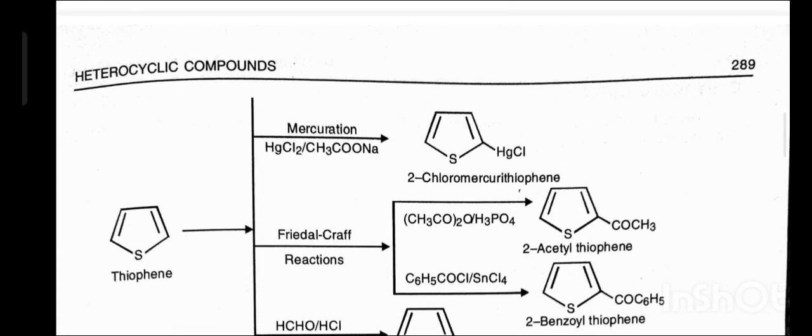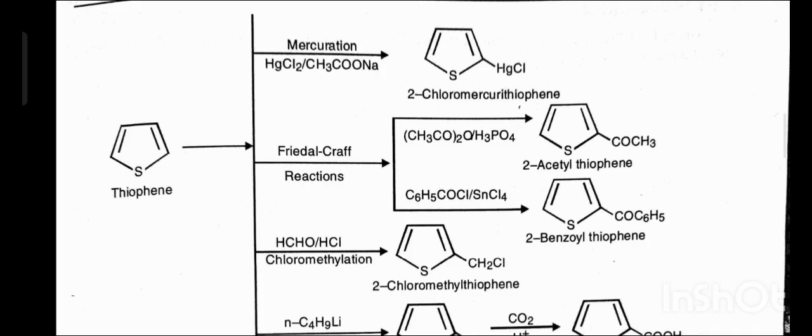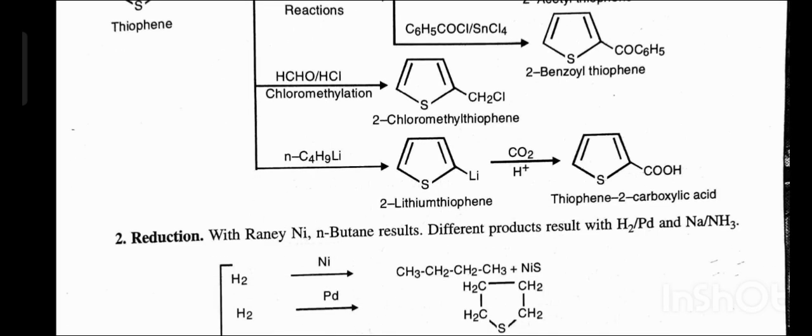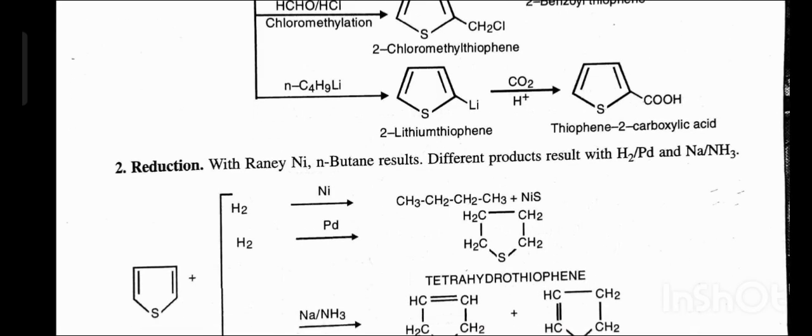Thiophene reacts with HgCl2 in the presence of sodium acetate to give 2-chloromercurithiophene, a mercuric thiophene. Thiophene also gives Friedel-Crafts reaction, chlorination, chloromethylation, and so on. Thiophene also reacts with butyl lithium to give 2-lithiothiophene, and in the presence of CO2 and acid gives thiophene 2-carboxylic acid.